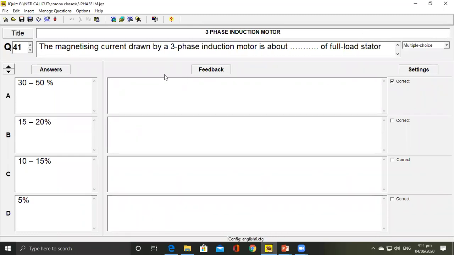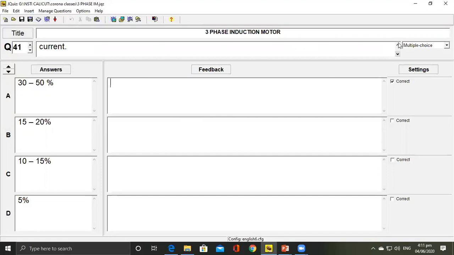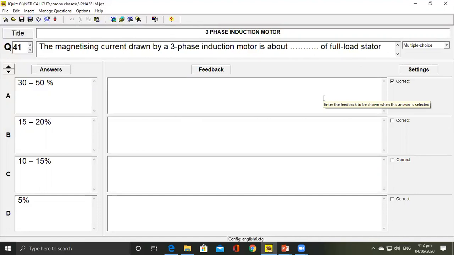The magnetizing current drawn by a three-phase induction motor is about dash of full load stator current. I think you know what the magnetizing current is. It is the current required to produce the magnetic field, that is known as magnetizing current. So it is around 30 to 50%.